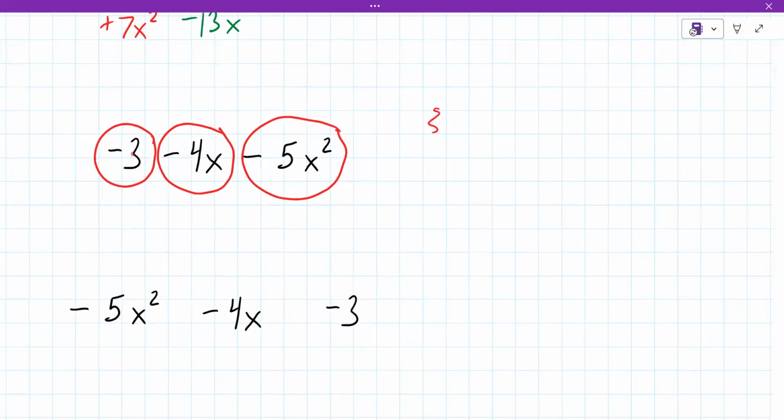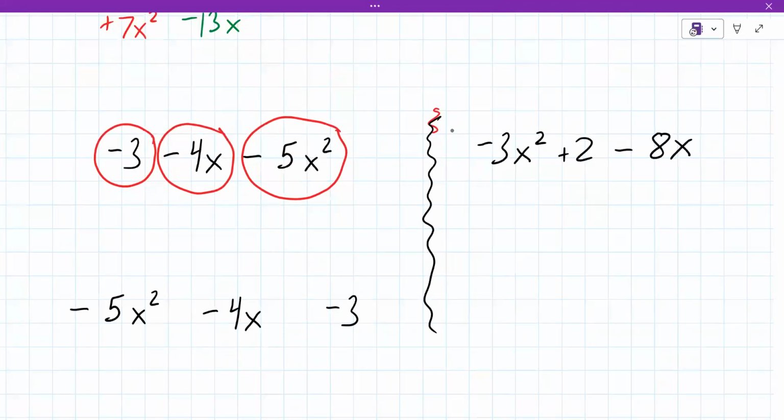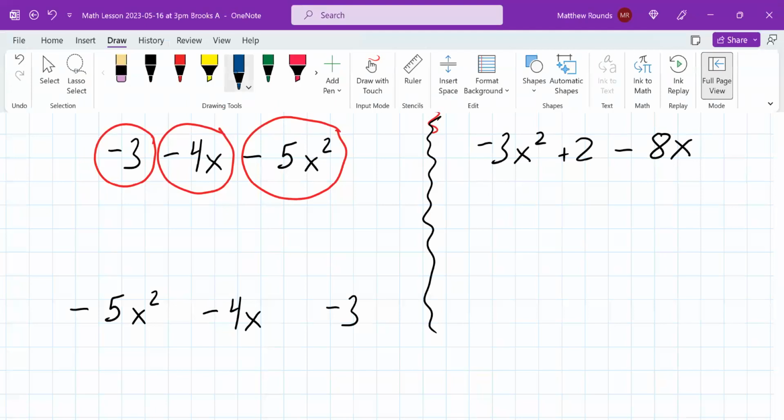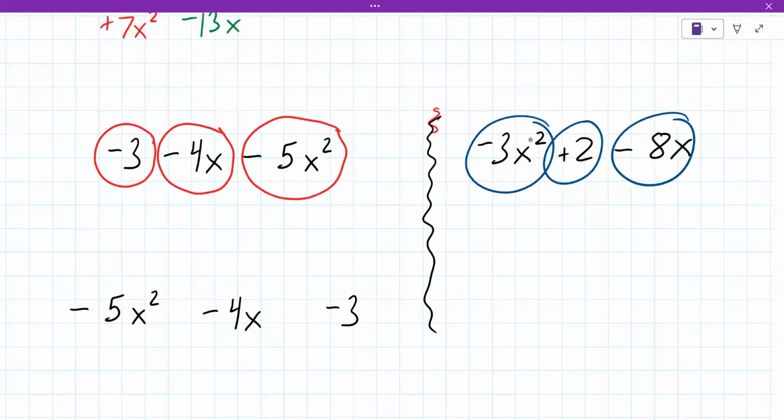So let's look at another example here. Let's say it's -3x squared plus 2 minus 8x. What should come first out of these three terms? And I'll circle them again. Oh, 3x squared, okay. So you'd write then minus 3x squared. Good. Keep going. Negative 8x, and then plus 2. So you got it. No big deal there. Okay.